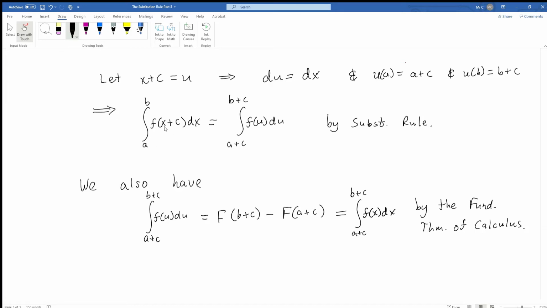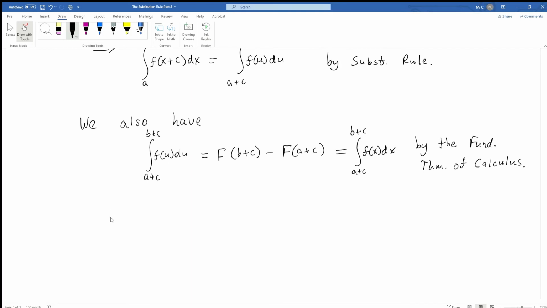Hence, the integral from a to b of f of x plus c dx equals this integral from a plus c to b plus c of f of u du, and that equals the integral from a plus c to b plus c of f of x dx. If all three are equal, then the first and third are clearly equal. So that implies that the integral from a to b of f of x plus c dx equals the integral from a plus c to b plus c of f of x dx.